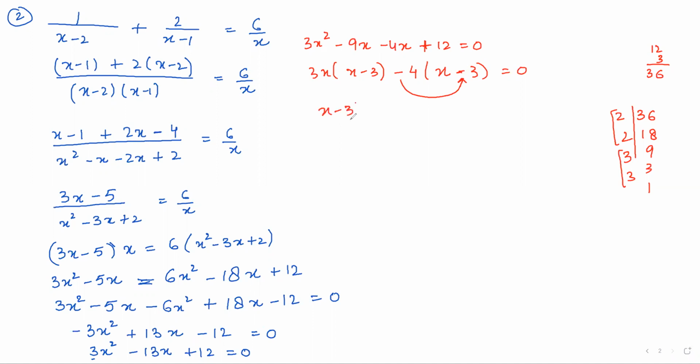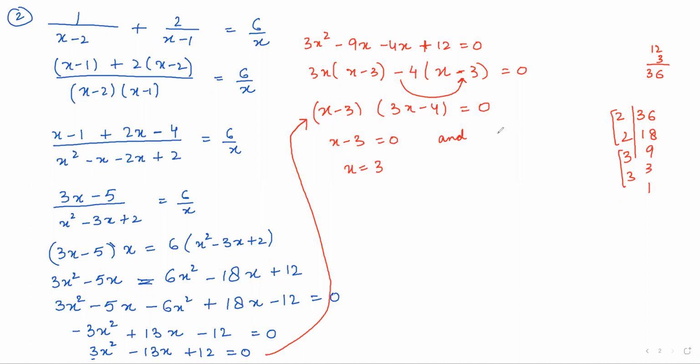Now you take x minus 3 common, so you get 3x minus 4 is equal to 0. Now equate every factor. So basically your quadratic equation has now been reduced into a product of two linear factors. Linear means degree 1, quadratic means degree 2, which I have already discussed in your class. So now we equate each factor to 0. That gives you x is equal to 3, and the other factor 3x minus 4 is equal to 0 gives you 3x is equal to 4 and x is equal to 4 by 3. Is that okay? So this is how you solve it.